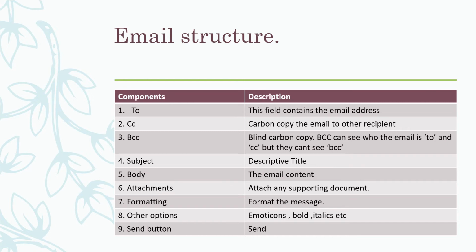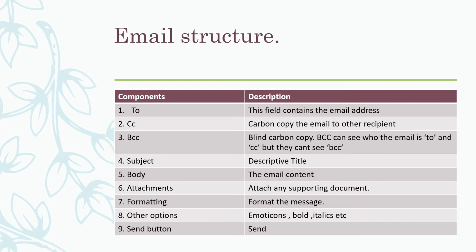Next, we will see the email structure. So email consists of the following components, and we will describe what those components are. The very first field is To. This To field represents the recipient to whom we have to send. We will write the email address over here, and then comes the CC, which is carbon copy. We can email it to multiple recipients. If the main recipient is written in To, and we want some other people to know about this mail as well, we will CC those additional recipients.